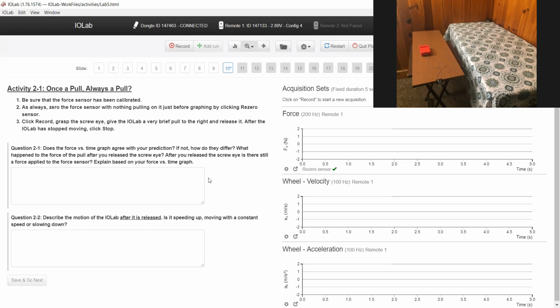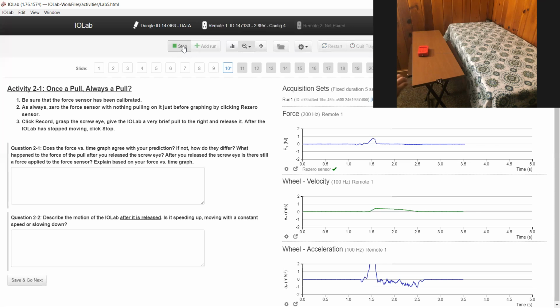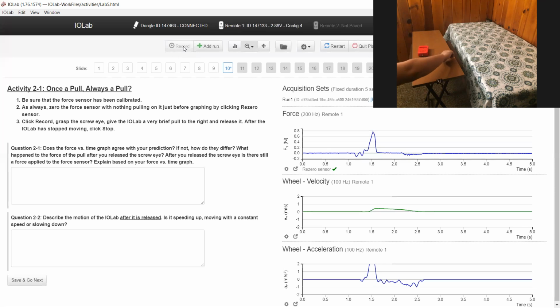Now let's do the experiment. We have zeroed the sensor already, so we are asked to move in the positive direction, pull it and then leave it. We suppose there is friction from the table top that will slow it down when we leave it. Click record, give the IOLab a short pull to the right and release it. After the IOLab stops moving, click stop. So let me click record, give a short pull and let it stop.